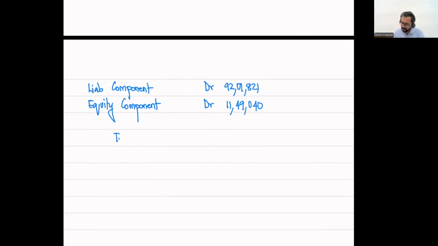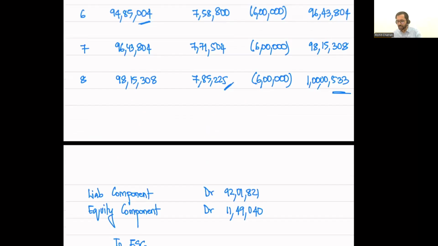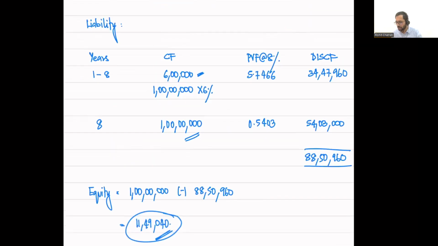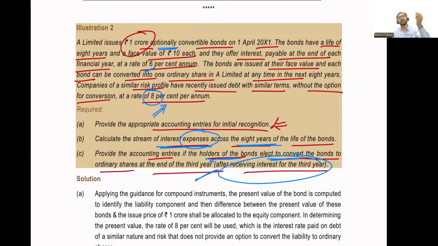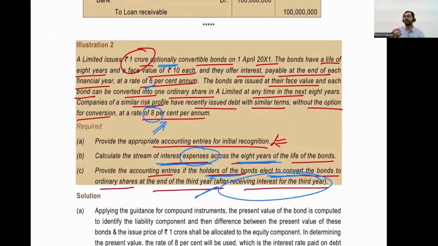And now we will credit equity share capital because we are actually issuing equity shares. Therefore, we are going to credit equity share capital. The value of equity share capital to be credited will be the number of shares that we are issuing multiplied by the face value.